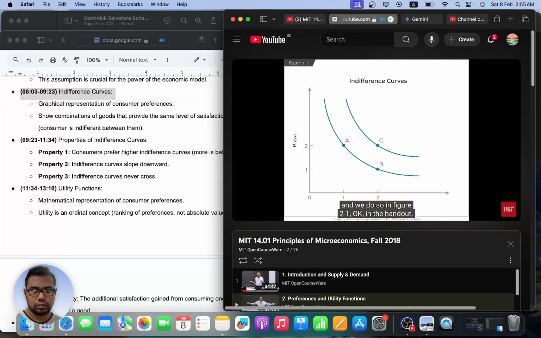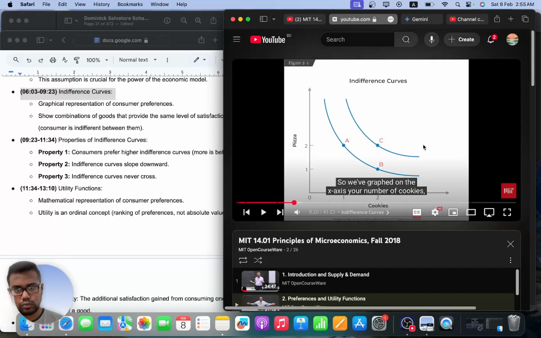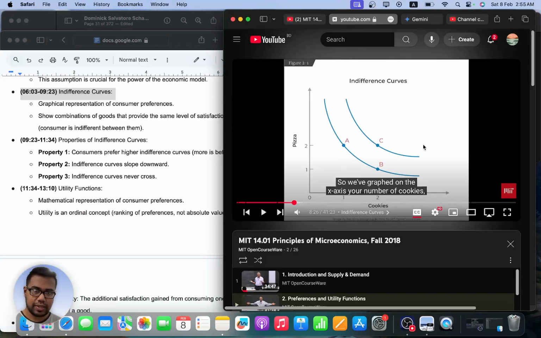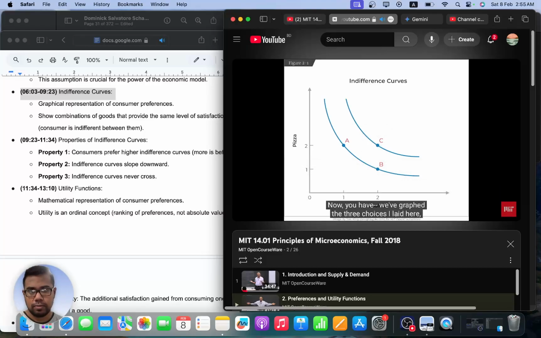Okay, the handout. Here's your indifference curve. So we graphed on the x-axis your number of... Indifference curves are shaped like this, curvy. They're saying that people are all right with any combination here and here. Number of cookies on the y-axis, slices of pizza. Okay? Now, we've graphed the 3 choices I laid out.